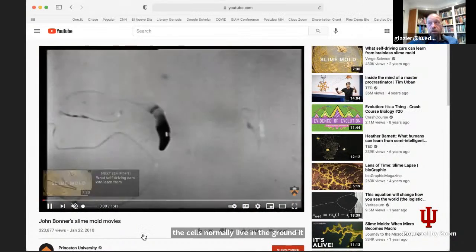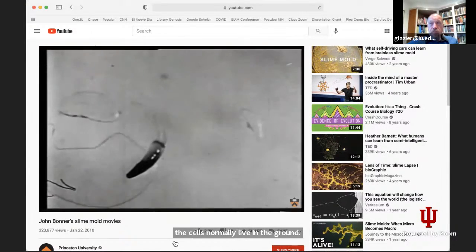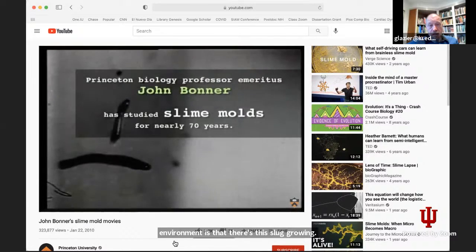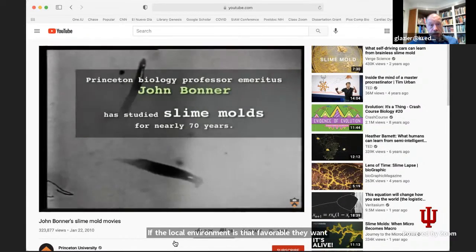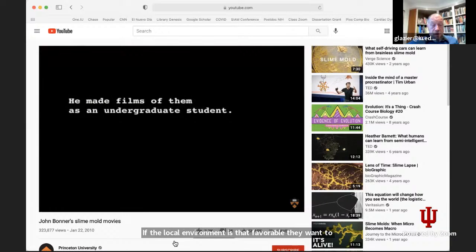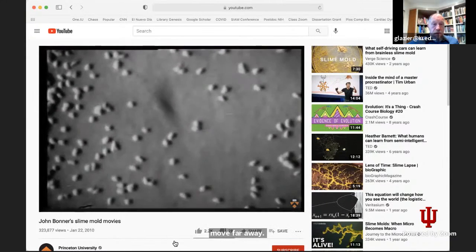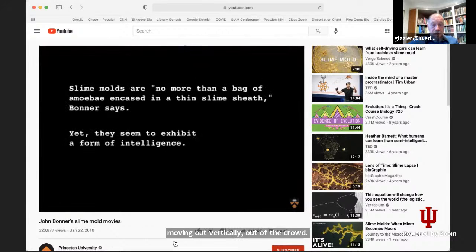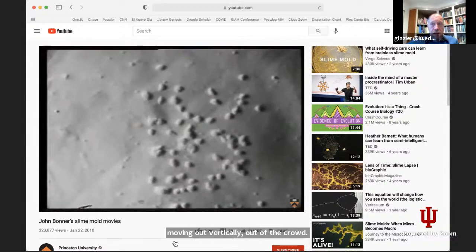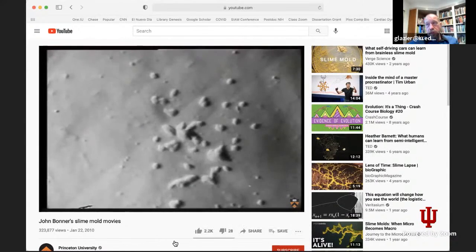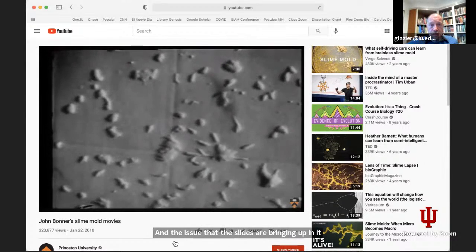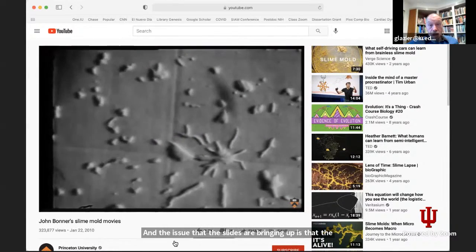They can't move very far away, but if the local environment is unfavorable, they want to move far away. And so the way they do that is by sporulation, and then moving out vertically out of the ground, so that they can be blown away by the wind or moved by an animal. And the issue that the slides are bringing up is that the cells that form the stalk die.